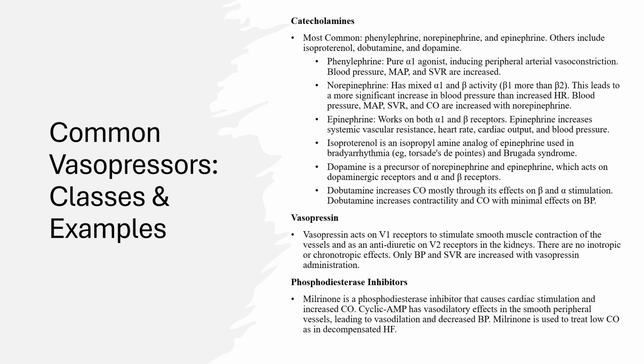So vasopressin helps with blood pressure and SVR also, but the bummer with vasopressin is that there's no inotropic or chronotropic effects with that. So you won't get that contractility piece that you might get with some of the catecholamines. So something to think about, and then you can read about milrinone down at the bottom too on your own, but we are going to highlight some of these catecholamines and vasopressors as we move along.